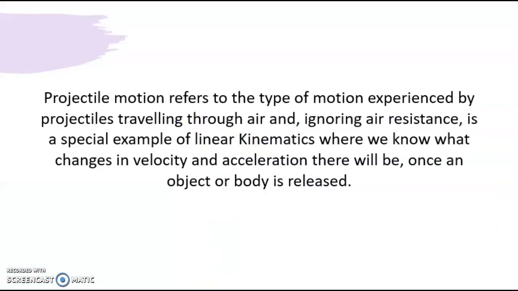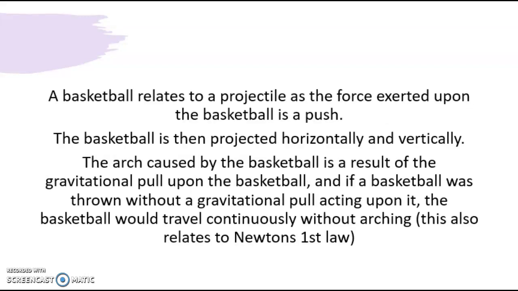Projectile motion refers to the type of motion experienced by projectiles traveling through the air, ignoring air resistance. It is an example of linear kinematics, where we know what changes in velocity and acceleration there will be once an object or body is released. A basketball relates to a projectile as the force exerted upon the basketball is a push.